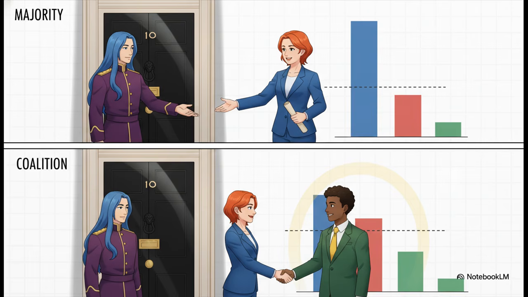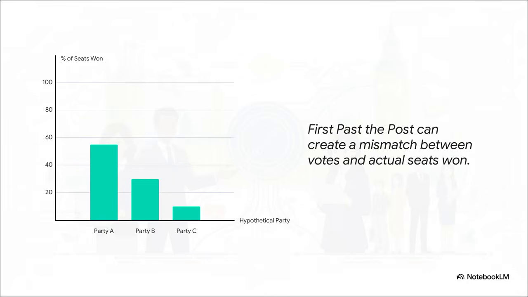The parties then have to negotiate and maybe even team up to form a coalition government. And that takes us right back to our voting system. This chart really shows you why first past the post causes so much debate. I mean, look at this.